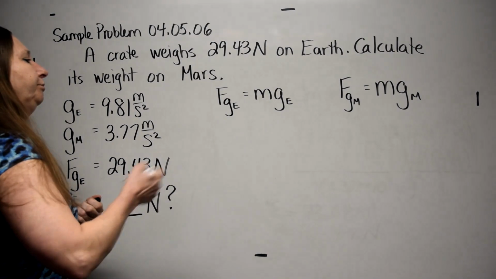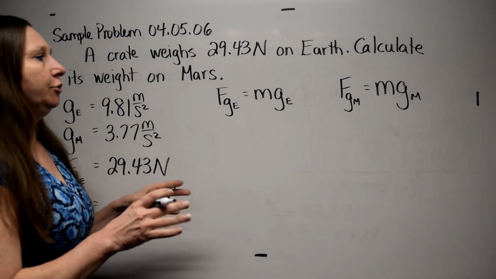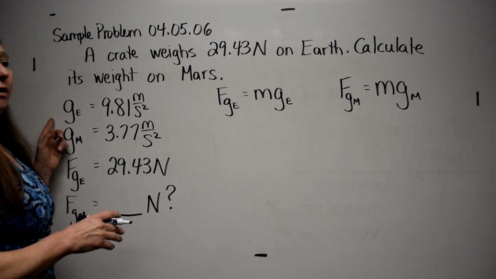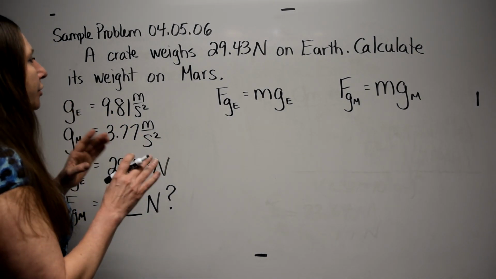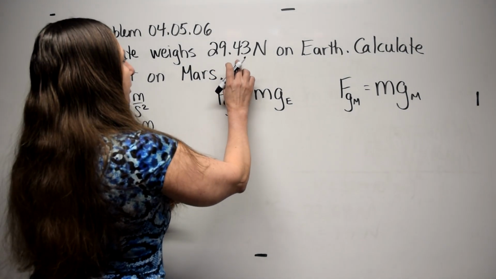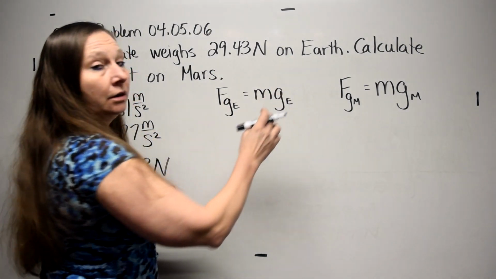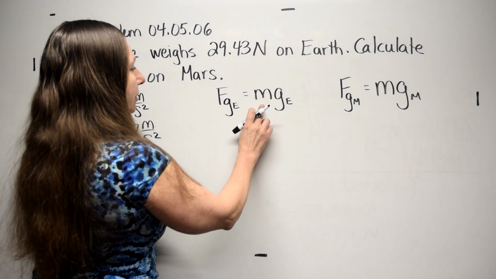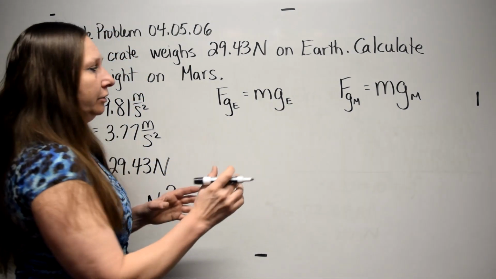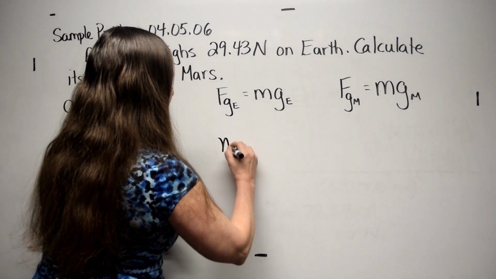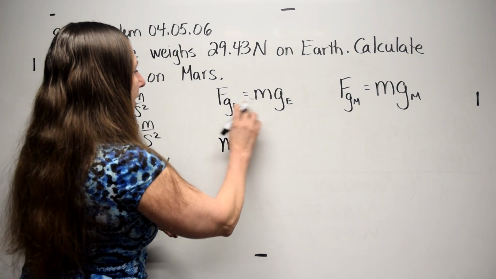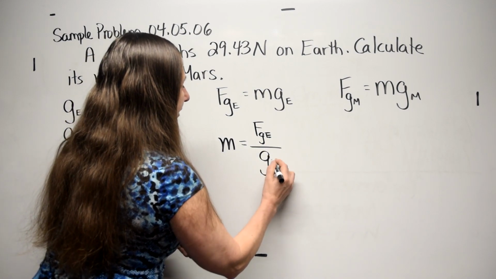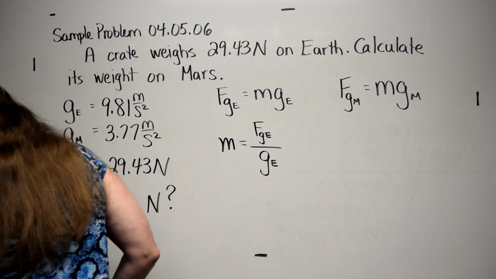Now, what you could do, of course, since you know that the acceleration due to gravity on Earth is 9.81, is figure out the mass of the object. The weight on Earth is equal to the mass times the acceleration due to gravity on Earth. If I solve this for m, you find that the mass of the object is equal to the weight divided by the acceleration due to gravity.